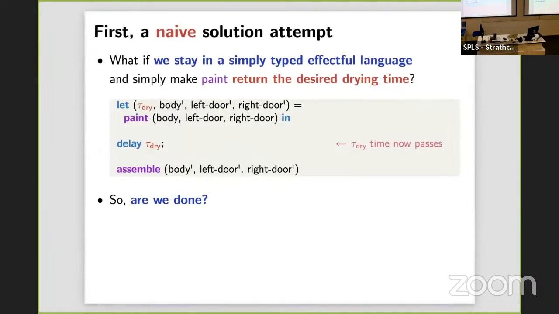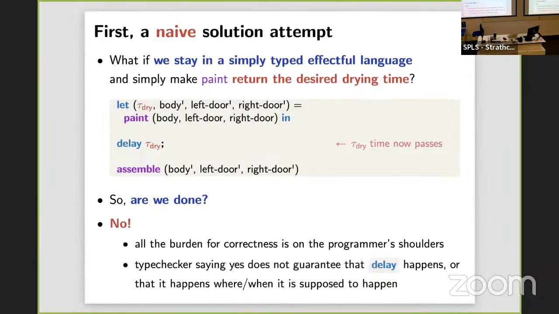So first of all, we could also look at just a naive solution attempt. So if you just stay in fine-grained call-by-value or OCaml or Haskell, whatever your favorite effectful language is, maybe we can just get by with paint returning us the time that needs to pass, then we do a delay, and then we'll assemble. One can ask, are we done? Of course, the answer is no, because nothing guarantees that the delay happens here and not after assemble, or that it happens at all, and so on.